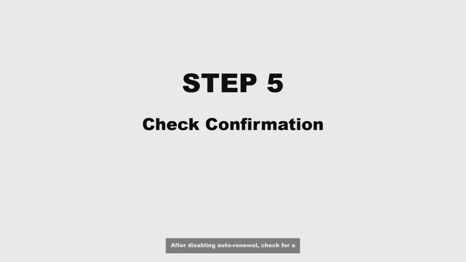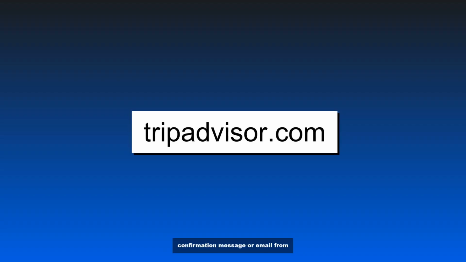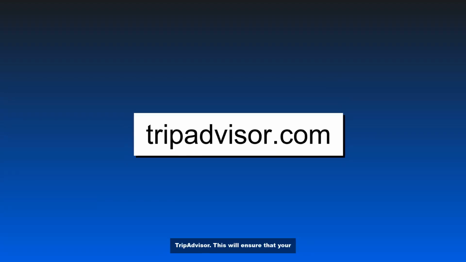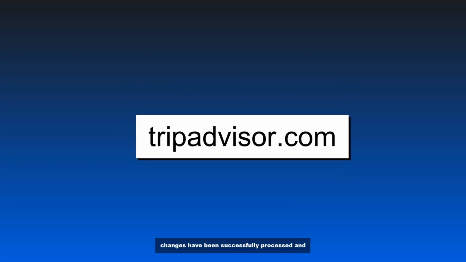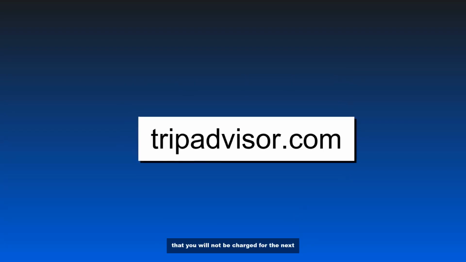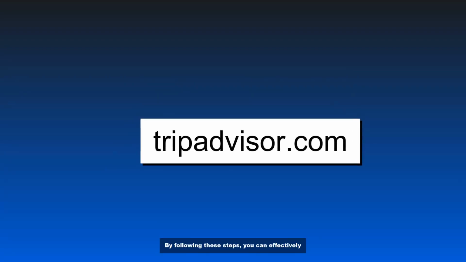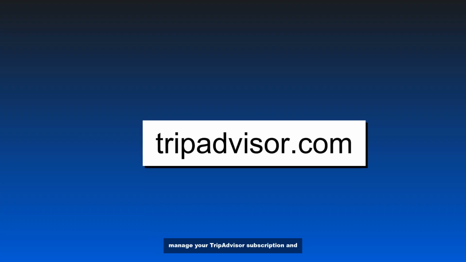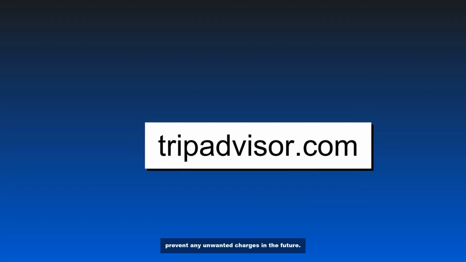Step 5. Check confirmation. After disabling auto-renewal, check for a confirmation message or email from TripAdvisor. This will ensure that your changes have been successfully processed and that you will not be charged for the next billing cycle. By following these steps, you can effectively manage your TripAdvisor subscription and prevent any unwanted charges in the future.